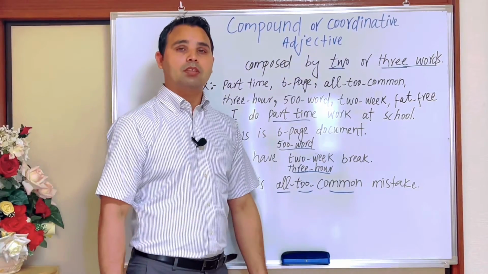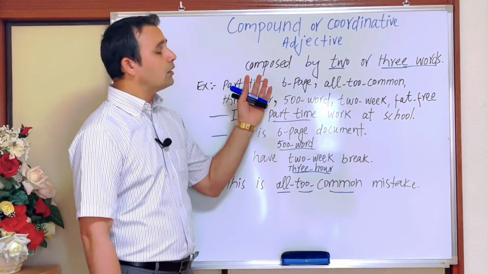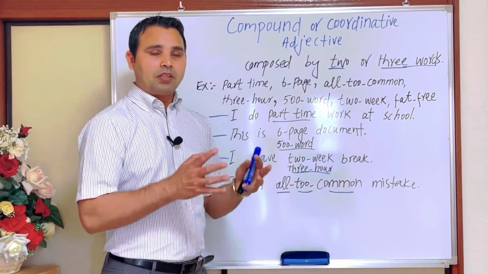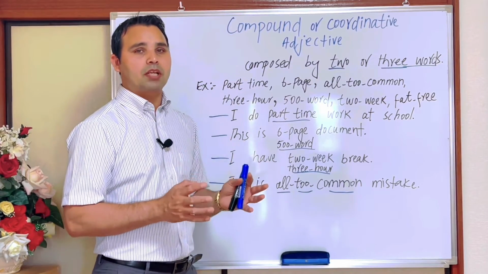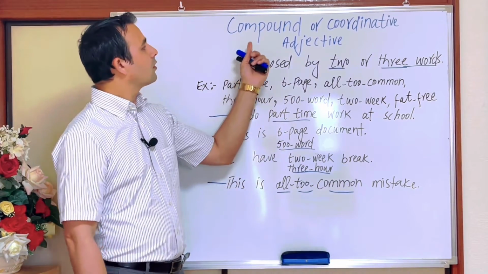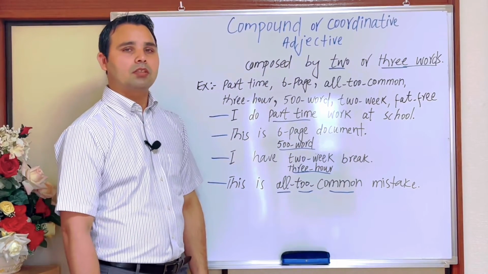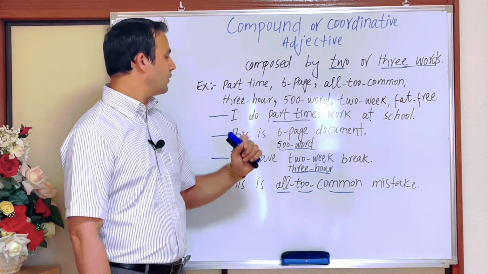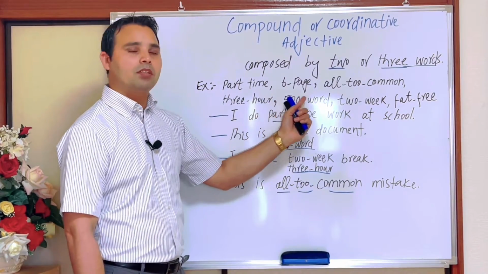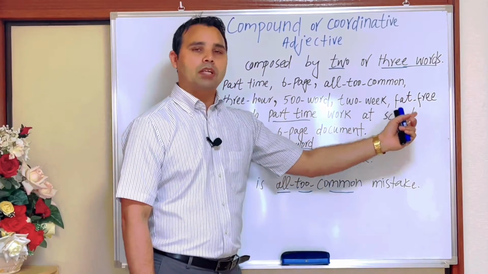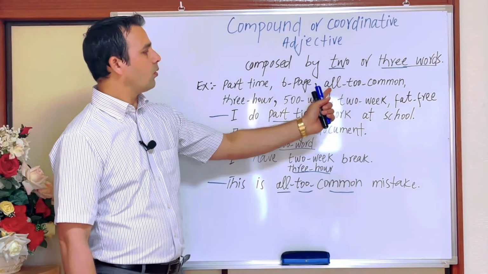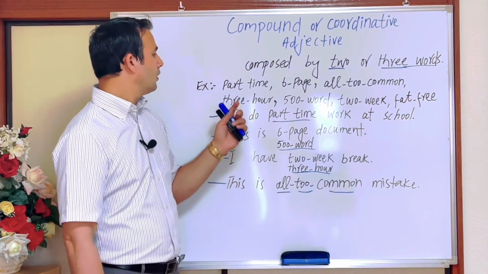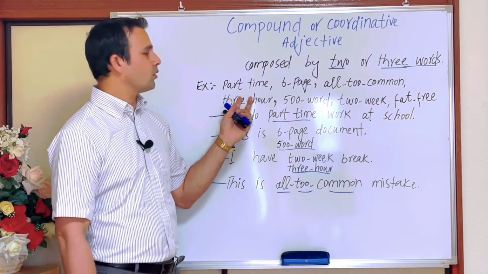Compound or coordinative adjectives. These adjectives are composed of two or three words. When you put two or three words together, they make compound or coordinative adjectives. For example, part-time, 6-page, 3-hour, 500-word, 2-week, fat-free. And here, all-too-common. In these examples, you can see that these words are put together.